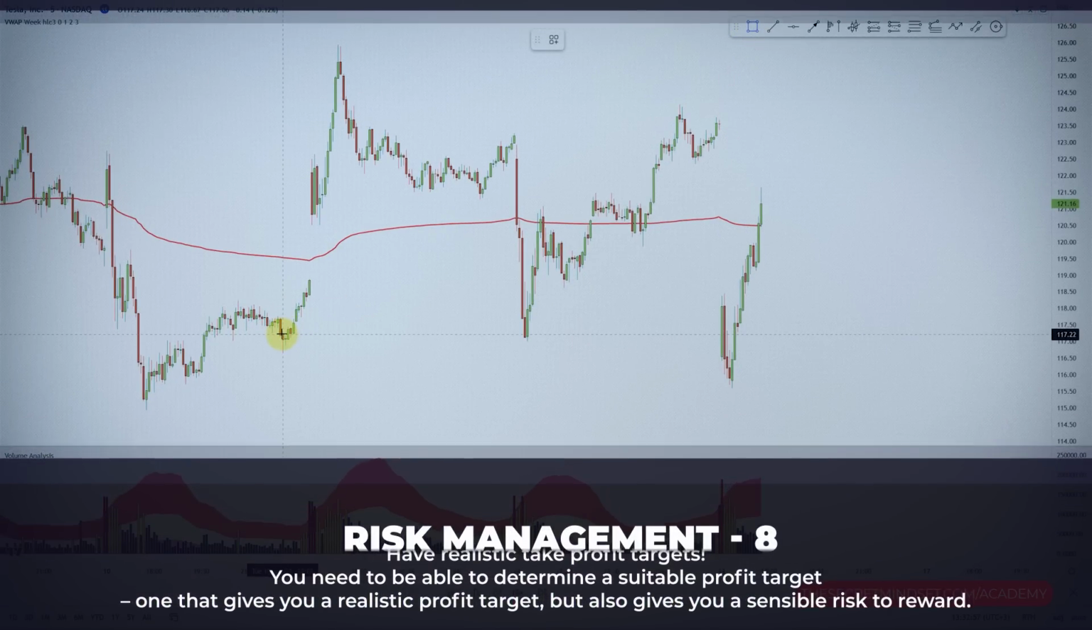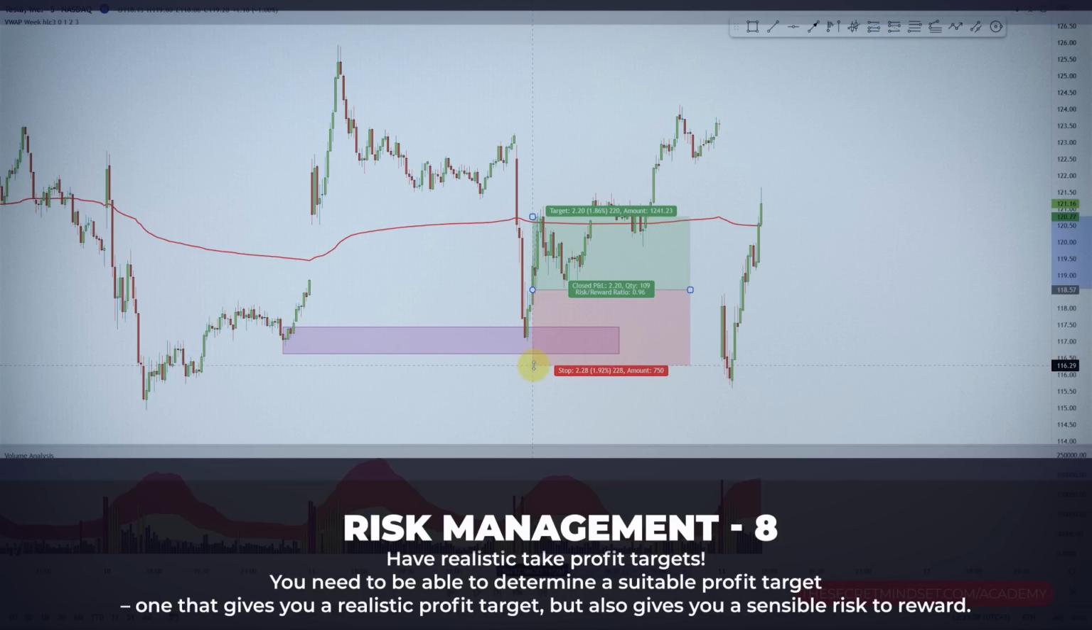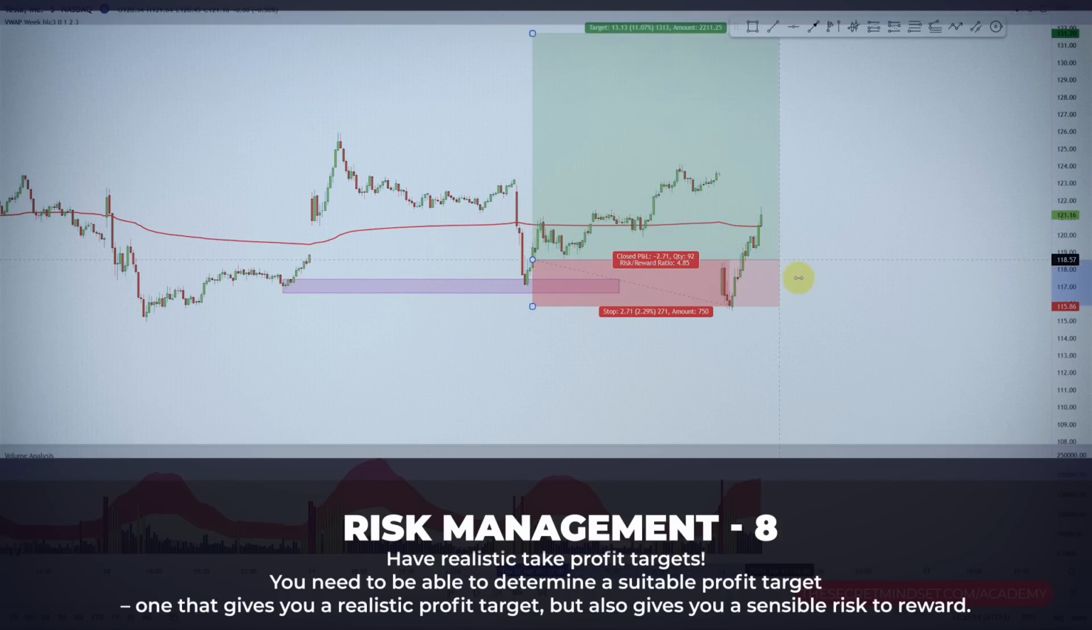Another tip is to have realistic take-profit targets. Many day traders put way too much emphasis on having higher take-profit levels and don't understand that this doesn't tell you anything about the quality of your strategy. You'll end up setting unrealistic profit targets far away from your entries, thinking that by using a wider take profit, you can increase your risk-to-reward ratio.